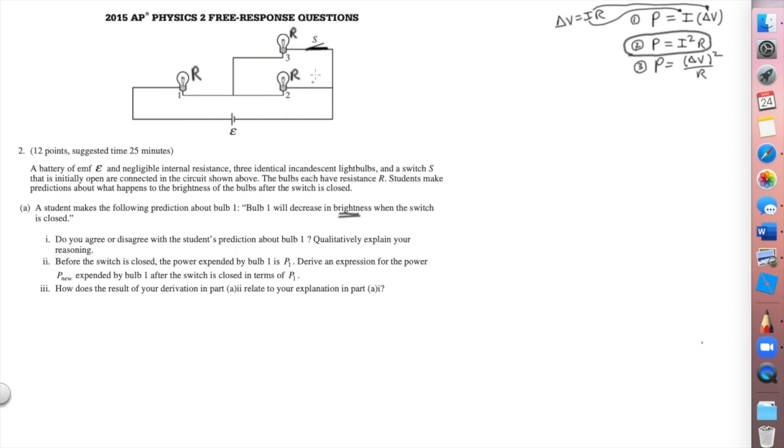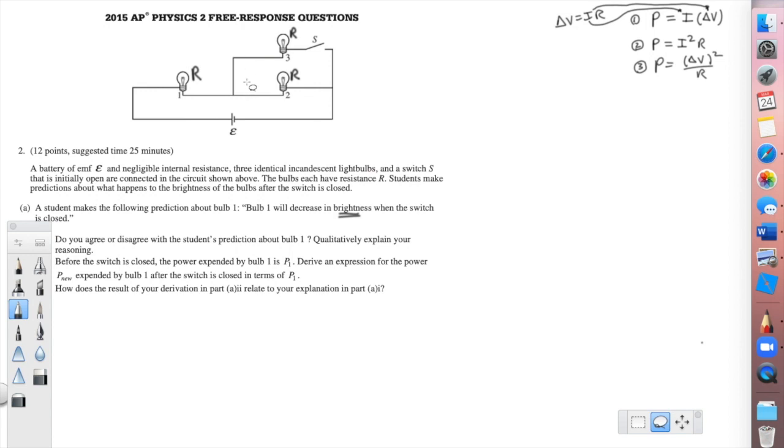When the switch was open, my pen here does not have an eraser, so let me see if I go back. Oh yeah, okay. With the switch open, basically what we have is 2 resistors in series. When the switch is open, it's almost like you can take this part of the circuit right here and get rid of it. We have bulb 1 and bulb 2 in series, and the way you simplify resistors in series is adding them together. So with the switch open, the total resistance of the circuit would be 2R.